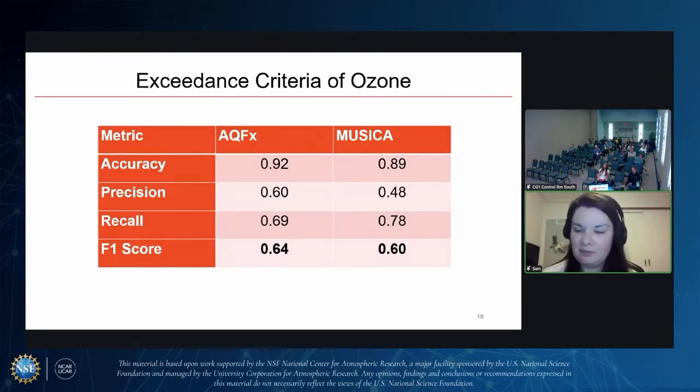When we do all that math and we plot it up on this table, it looks like the accuracy is quite high. Both of the models get to about 90%, but this is, as I mentioned earlier, because of the highly unbalanced data set. Both of the models perform quite similarly in the case of ozone, the F1 score for both of them being 0.64 and 0.6, which is not ultimately too different between the two for ozone.